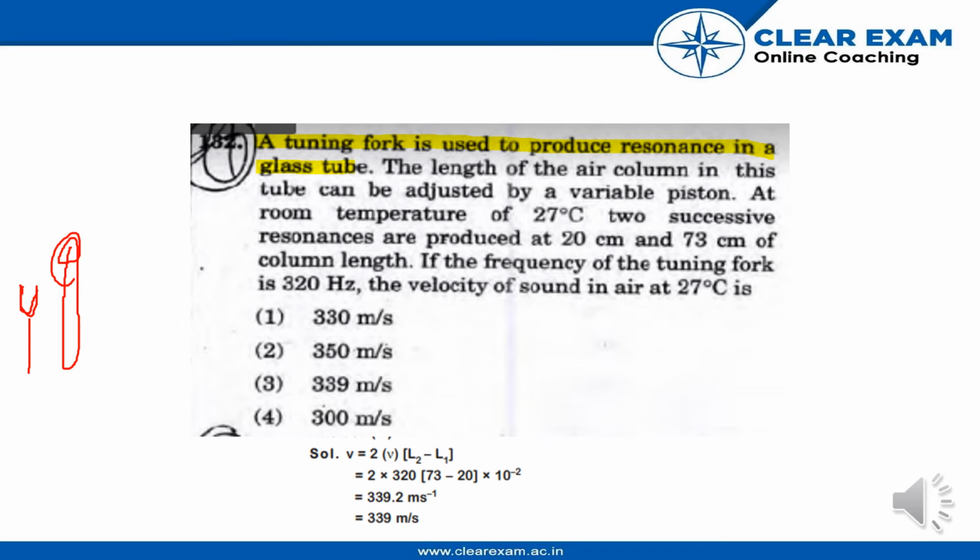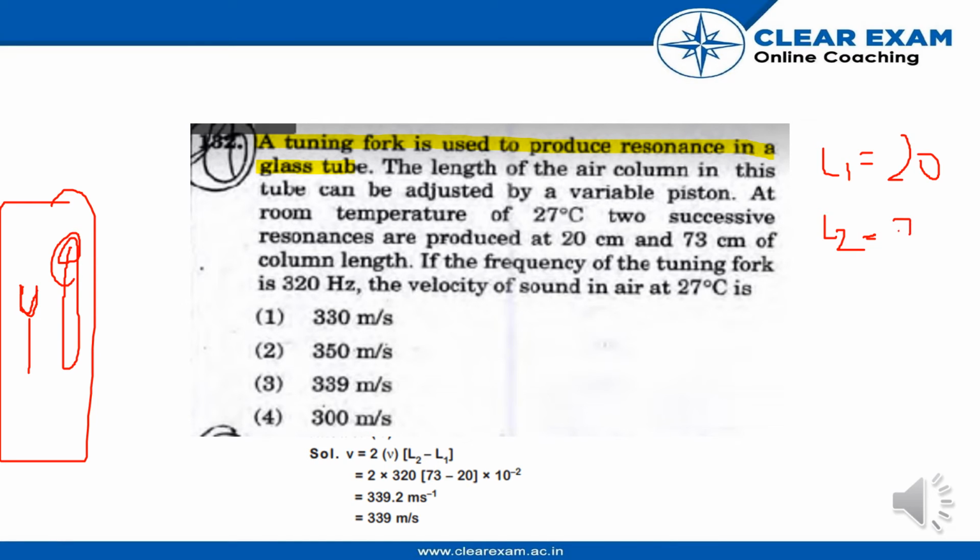It is telling us the room temperature is 27 degrees Celsius. At this temperature, we have two successive resonances produced at 20 centimeters and 73 centimeters of column length. So we have two resonances, let's say L1 as 20 and L2 as 73. Both are in centimeters. We need to convert them to meters, because length is ideally considered in meters.